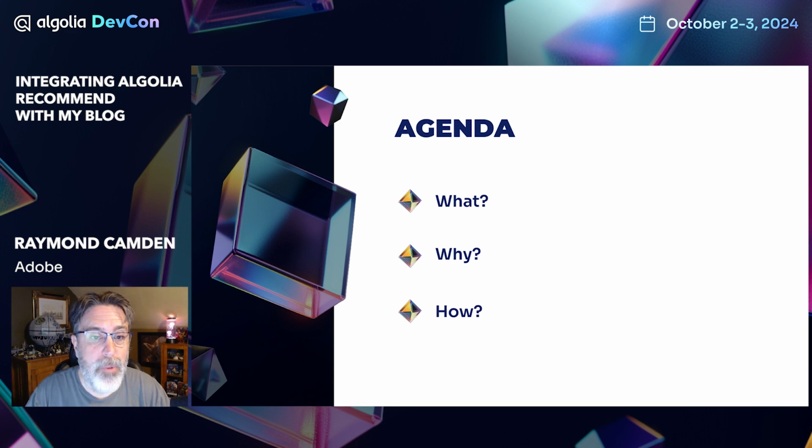So today I'm going to talk about another way that Algolia can help me out: the Recommend product. I'm going to talk about what it is. I'm going to talk about why you would want to use it. And then I'm going to show you how to use it, or specifically how I'm using it on my website.